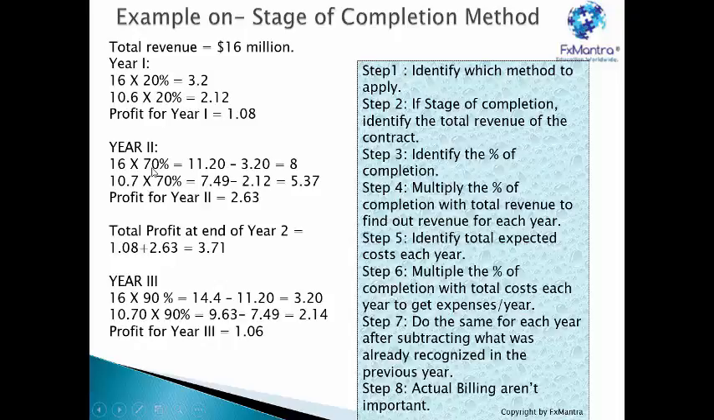In the second year, the percentage is 70. In the third year, the percentage is 90. You keep on doing this process till the time you come down to the final year. Only one thing you need to remember. In the second year, 16 into 70% is $11.2 million. Since we are doing a cumulative kind of accounting, it means that at the end of year 2, total revenue to be recognized is $11.20 million.